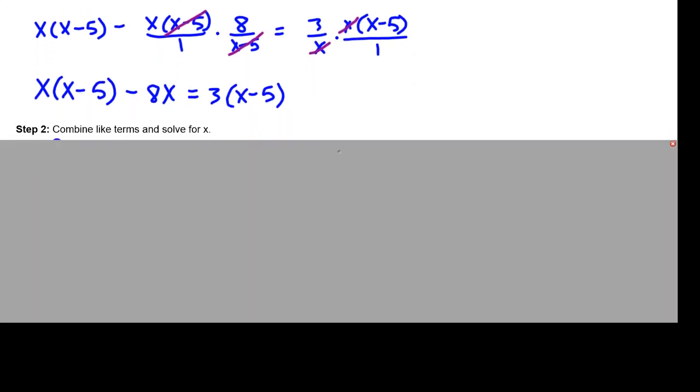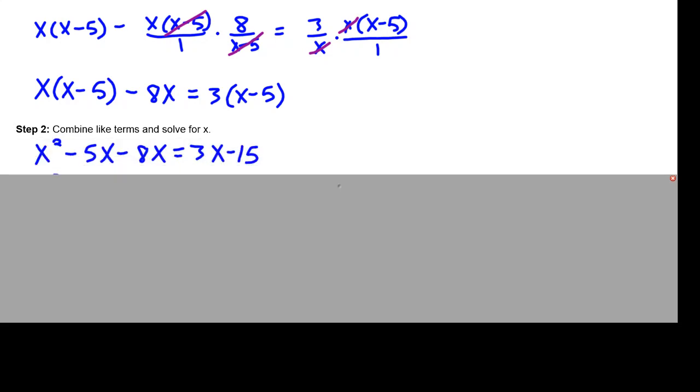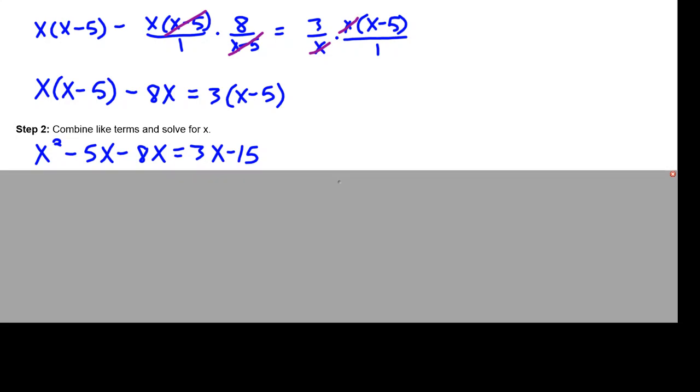Now we're going to have to do our next step, which is to combine like terms, simplify, and then solve for x. So that's what I began to do with this step here. I had to do some more distribution. That's where each of those terms came from. X times x was x squared. X times negative 5 was negative 5x. And then on the right side of the equation, we have 3 times x, which is 3x. And 3 times negative 5, that's negative 15.